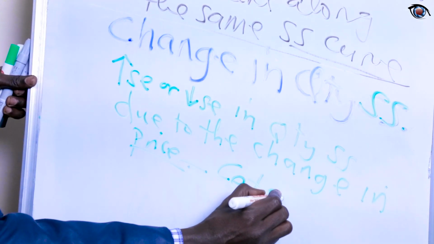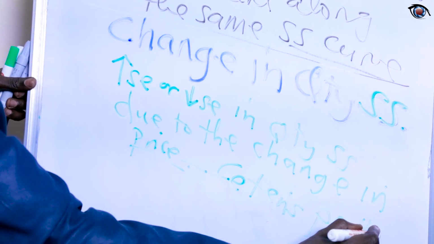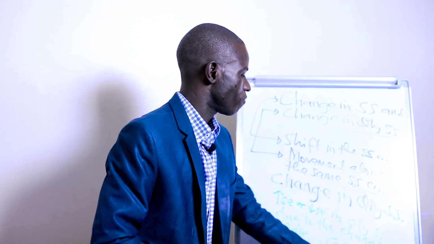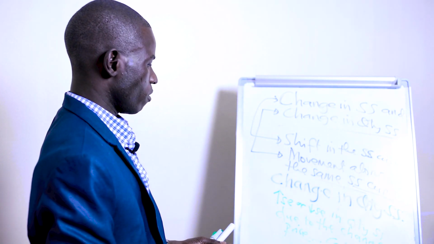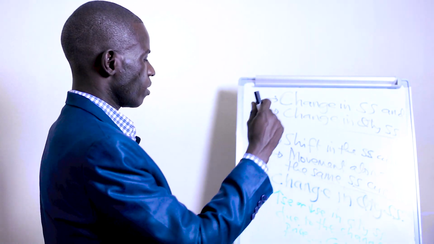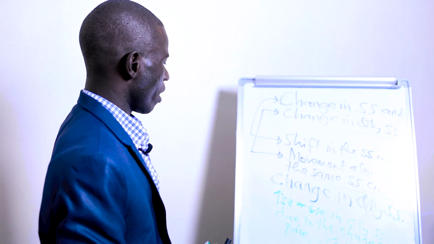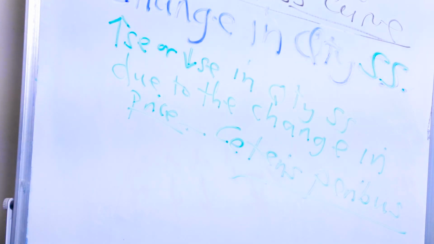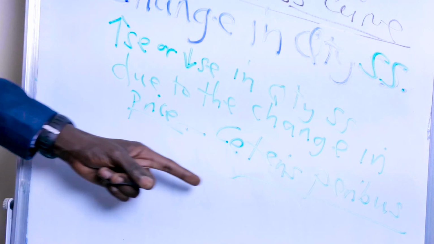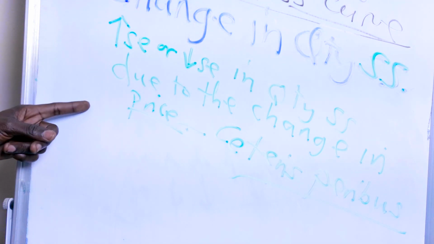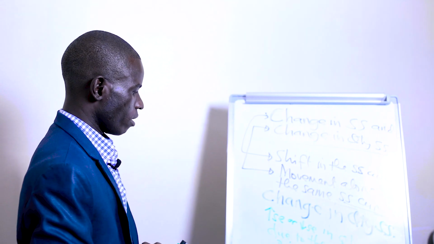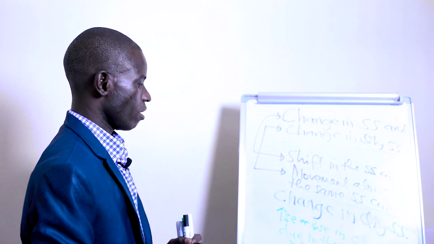Ceteris paribus, do not forget this. This is a very important assumption in economics, and it means that other factors remain constant. An increase in the price will lead to an increase in quantity supplied, and a decrease in price will lead to a decrease in quantity supplied. Therefore, when we are defining change in quantity supplied, we are assuming that other factors remain constant. Only the price of the commodity leads to change in quantity supplied. Other factors remain constant. Okay.